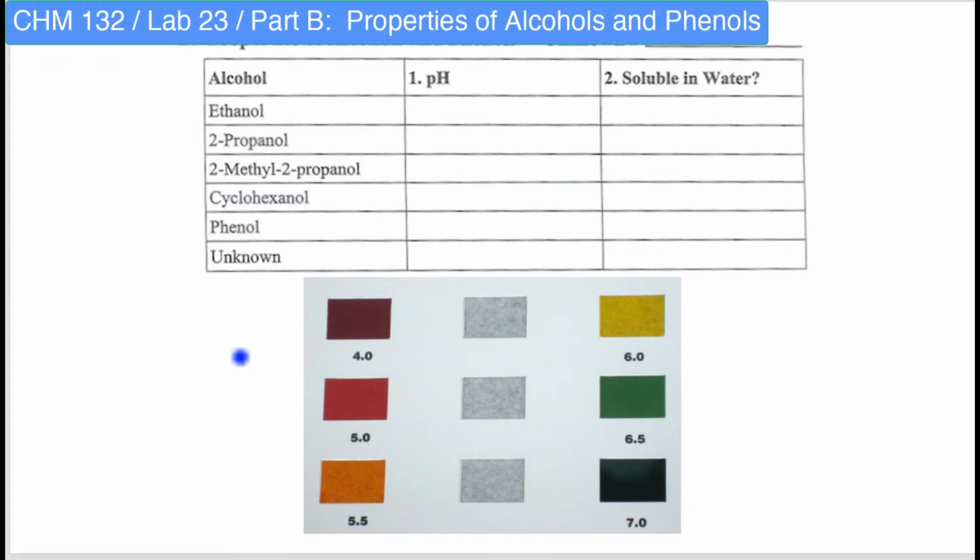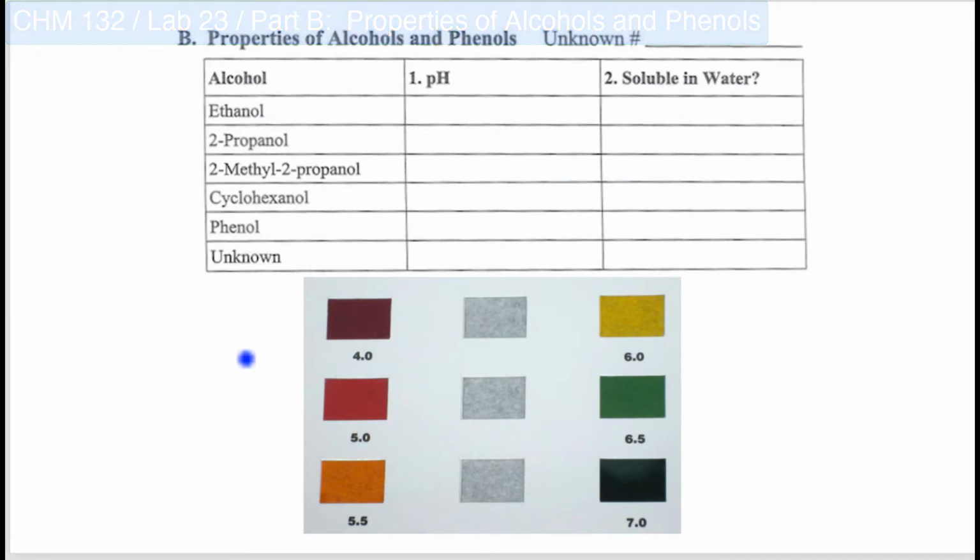In this video I want to discuss Part B of Lab 23, and we're looking at two different features of alcohols, the pH and the solubility in water. Let me just talk about solubility in water first. For alcohols, usually we say alcohols that have 1 to 4 carbons are going to be fairly soluble.